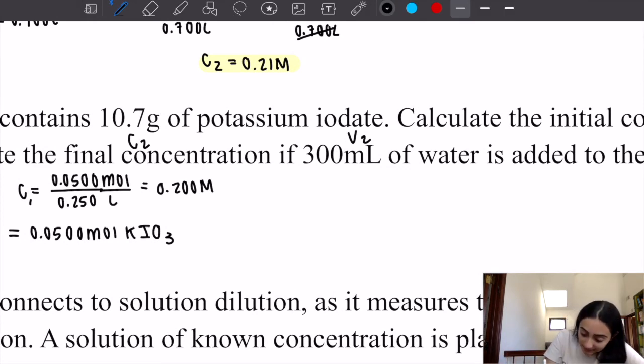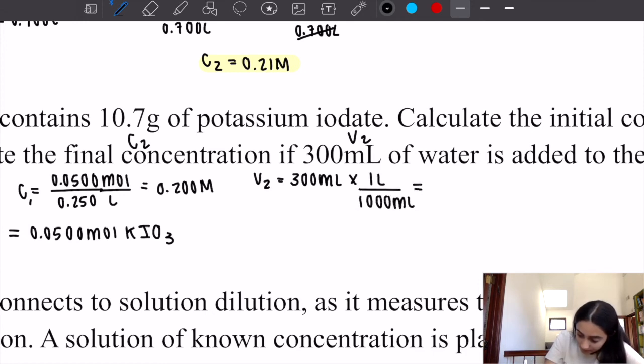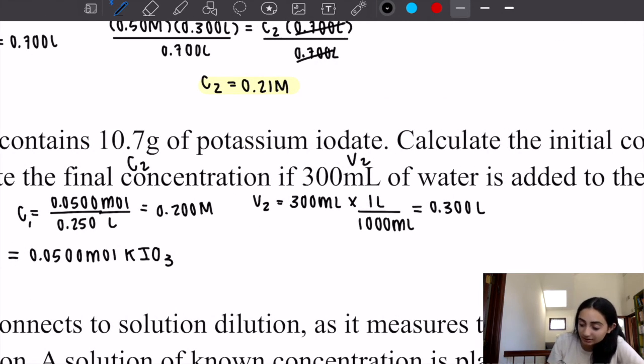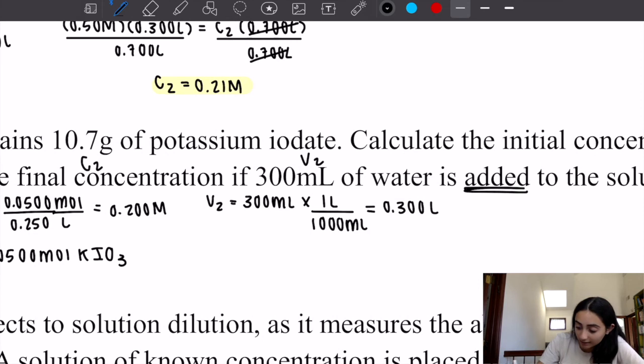So now let's calculate our final volume. I'm going to convert 300 milliliters to liters, which is going to be 0.300 liters. So we have our initial volume as 0.250 liters and 300 milliliters of water added. Our final volume is going to be 0.550 liters.